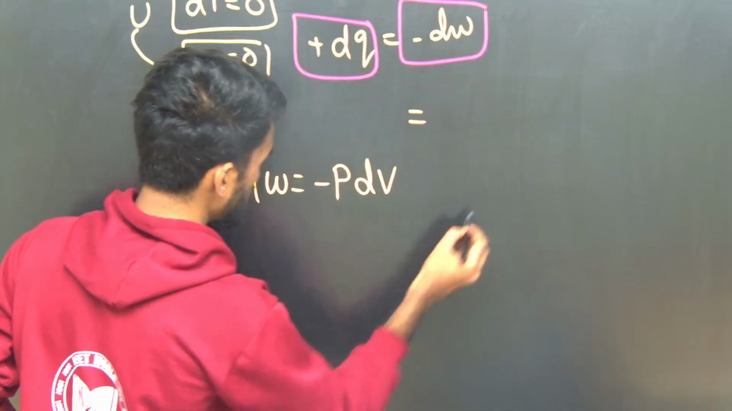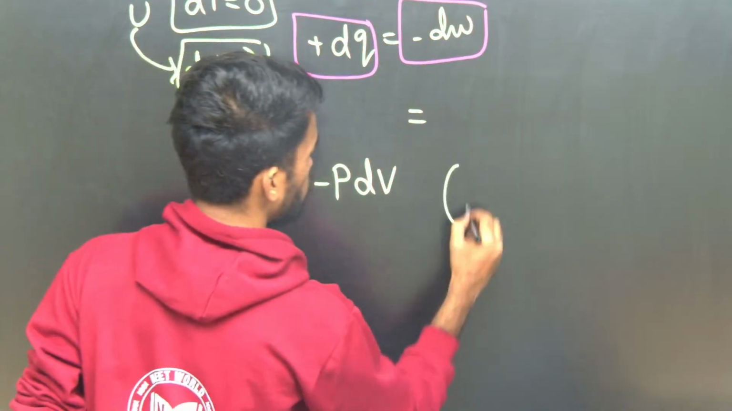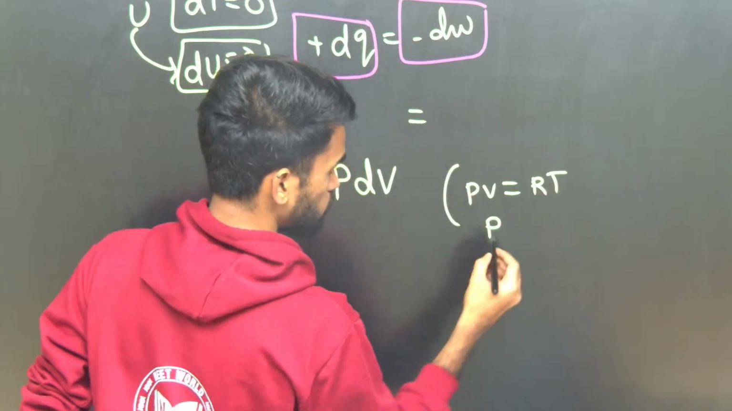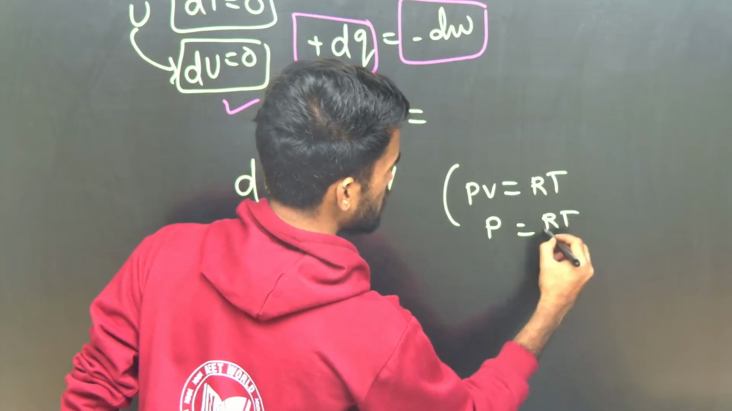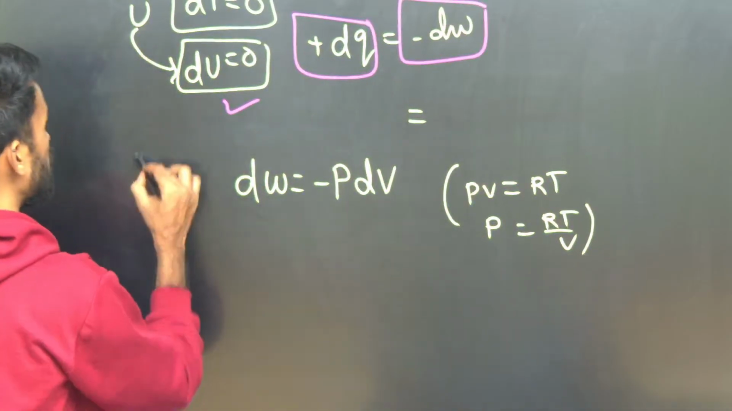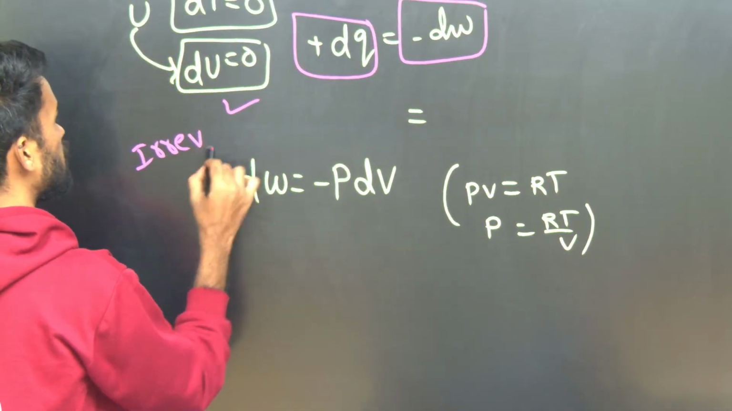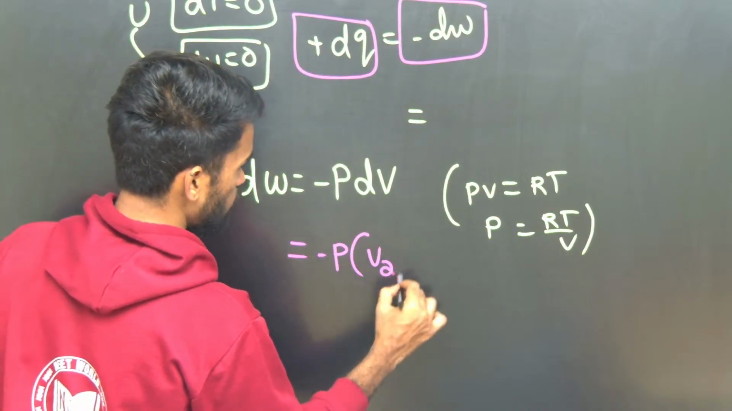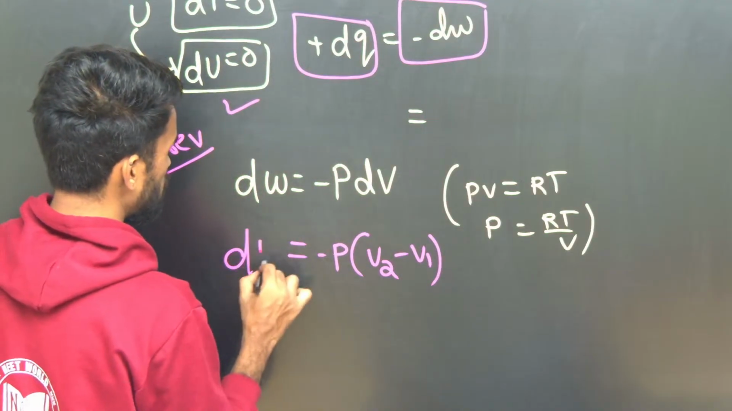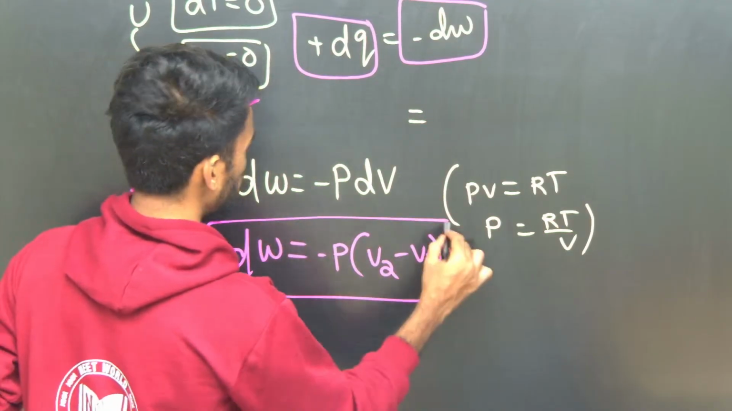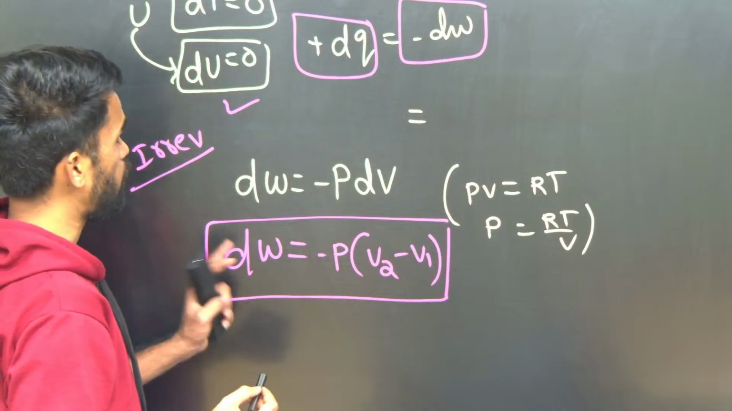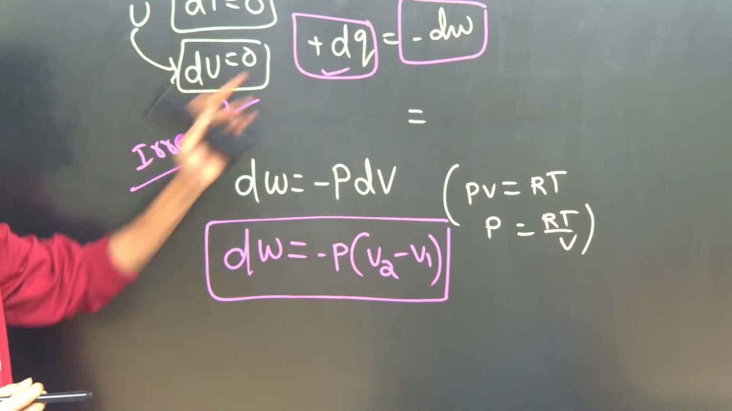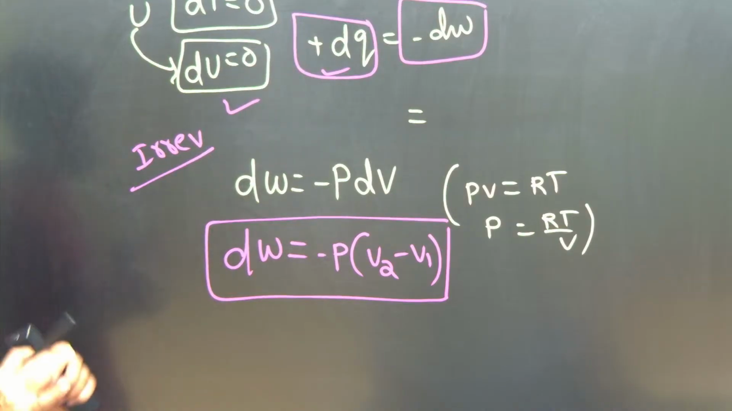For an ideal gas, we know PV equals RT, so from this you can write P equals RT by V. If it is an irreversible process, take the pressure they have mentioned here and multiply by the final volume minus initial volume, and you will get your work done. Whatever work done value you get, the same value with opposite sign will be the heat change during the process.